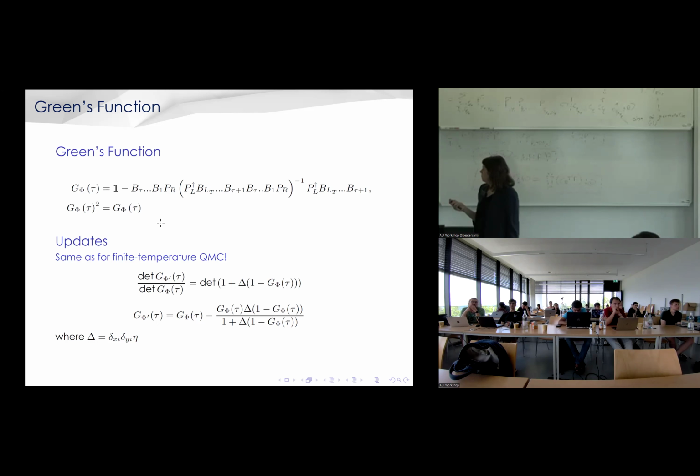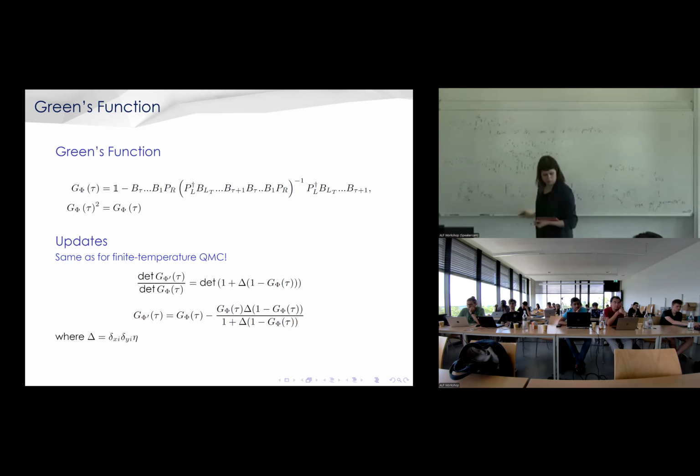And then the next nice thing is that the updates end up being in the exact same form as what one sees for finite temperature quantum Monte Carlo. So the calculation of the Green's function is different, but all the other pieces around it end up being the same. So for updates, you just use this projector Green's function the same way you would do with the finite temperature. And I'll briefly show basically the equivalent of what Johannes showed yesterday for a ratio of two determinants, that you get the same thing.